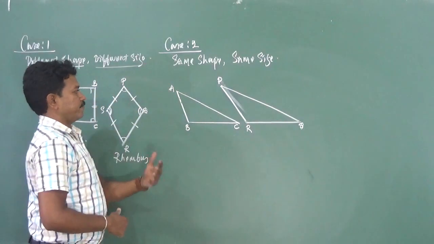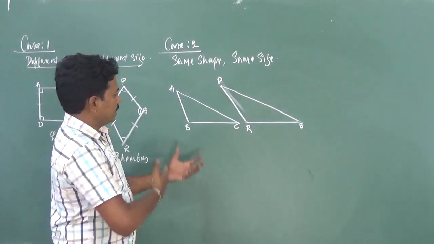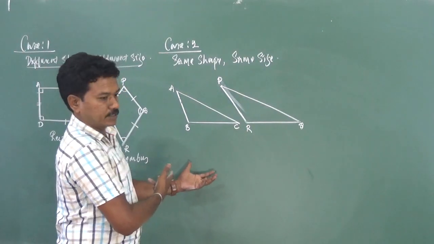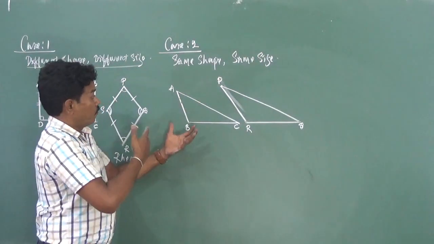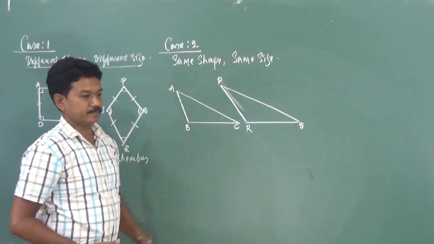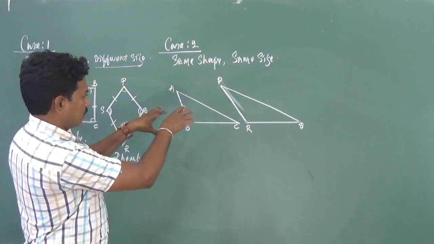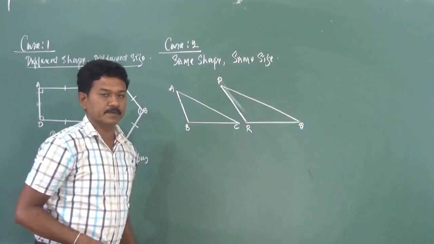So why do they fit exactly? Why do they look the same shape? That's the concept I am discussing here. When we see through our eyes, we see that they have the same shape.